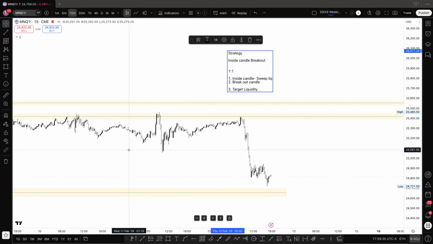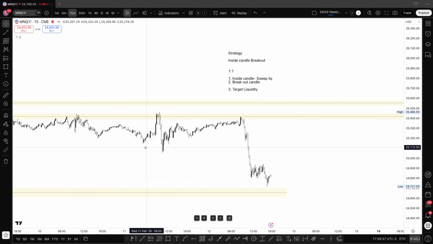First, where is the resting target sitting? The target is sitting right here. There is resting liquidity down here. At the open of the London and New York market right here, it happened. It grabbed this liquidity up top and then it started reversing. You have an inside candle right here, and there's a breakout candle.